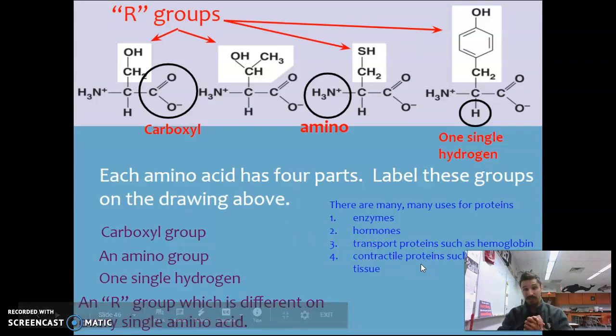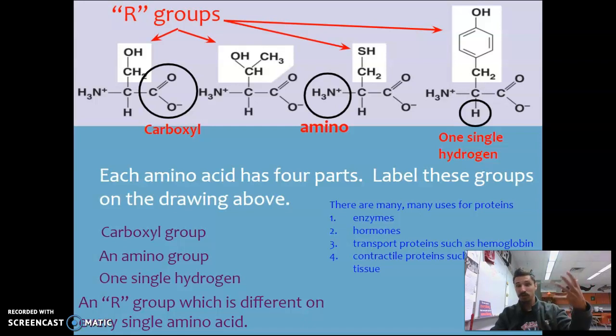Contractile proteins. What the heck is a contractile protein? Well, how about this? How am I moving my hand? My muscles, right? My hand has proteins in it along with muscle cells that help it contract. All right? That's why after vigorous exercise, it's good to consume protein, because your muscles are damaged. The proteins in your muscles are damaged, and your body needs new proteins to fix them.